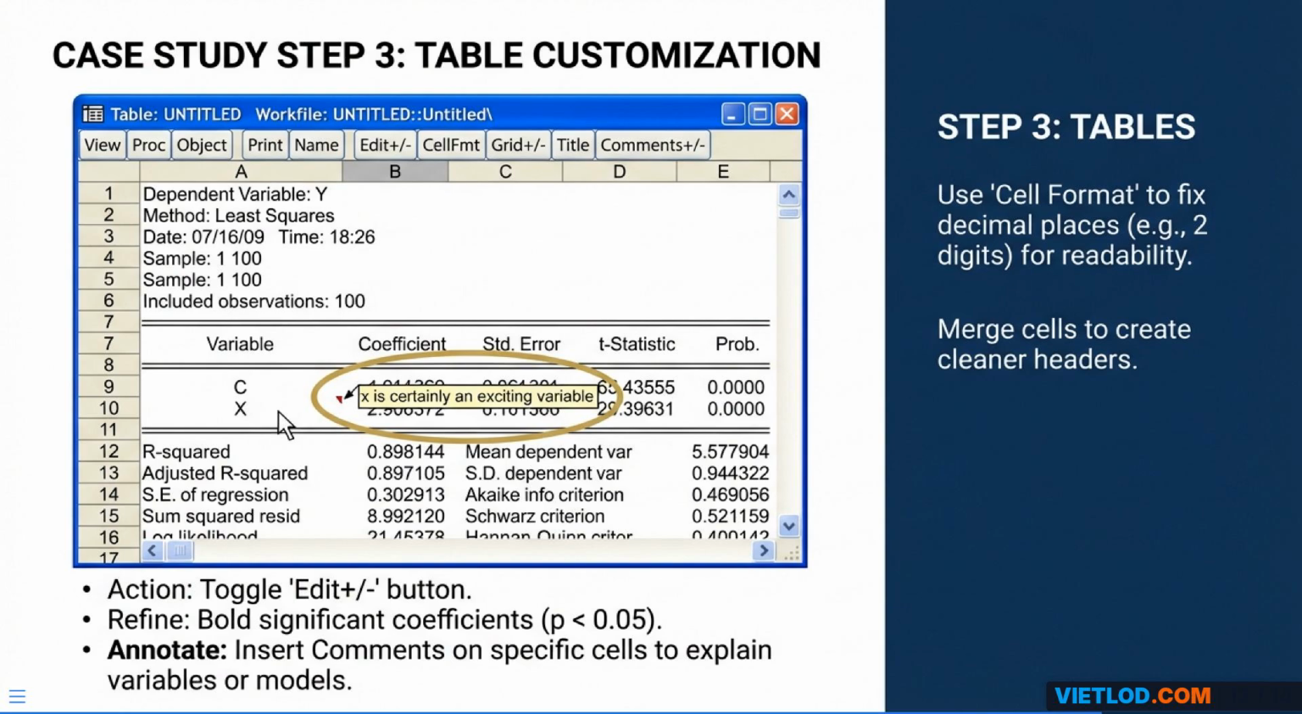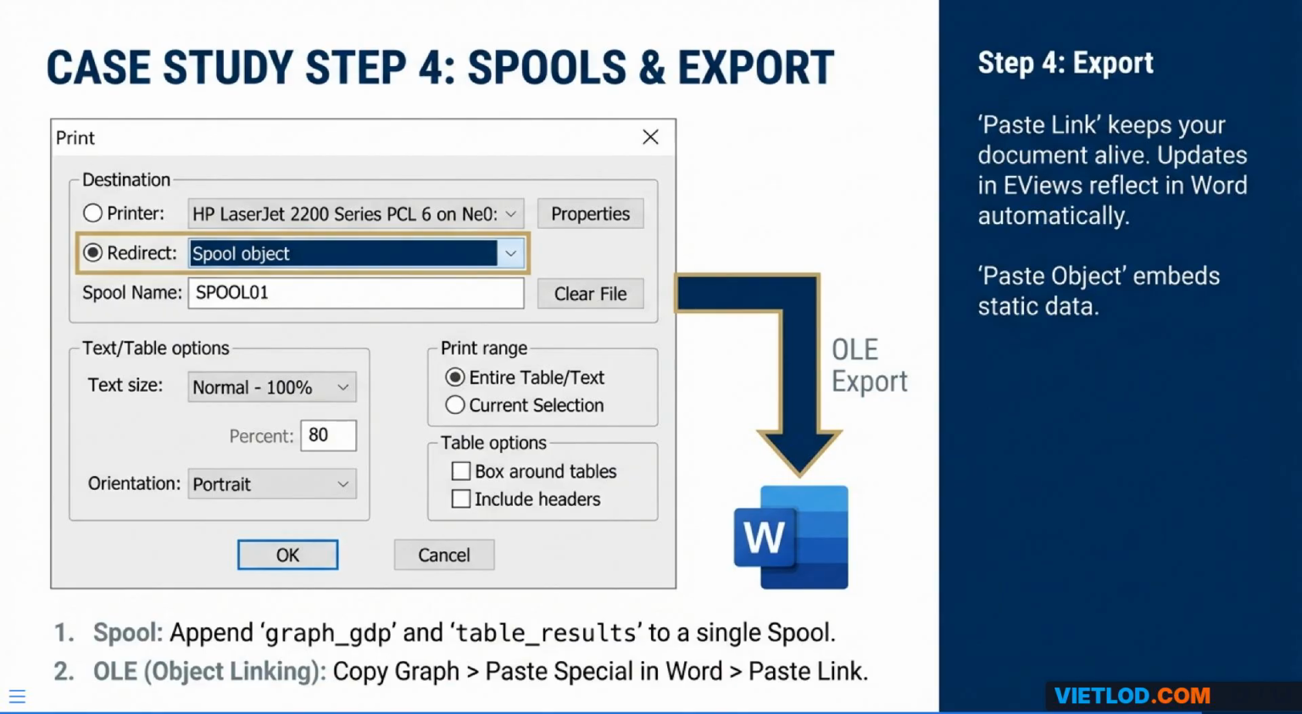Finally, for readability, we can use the cell format option to set a consistent number of decimal places for all coefficients and standard errors, for example, to 2 digits. We can also merge cells to create cleaner and more descriptive headers. In our output table, the coefficient for the education variable is 0.58734 with a p-value of 0.01. We would bold the 0.58734 and then add a comment to the variable name education that says measured in years of schooling.